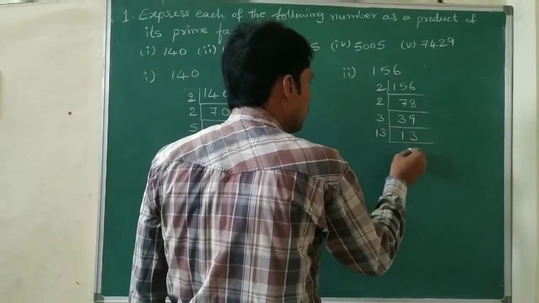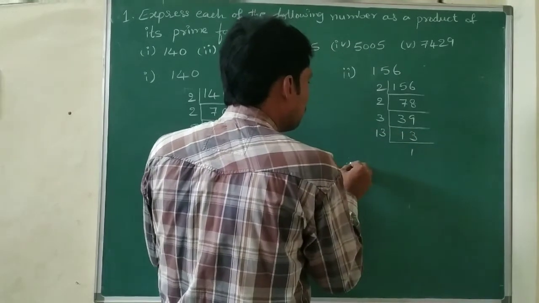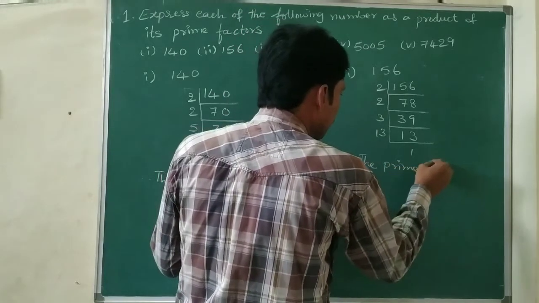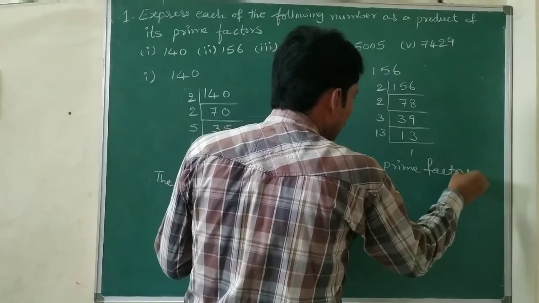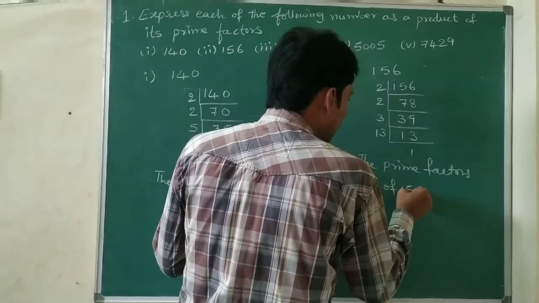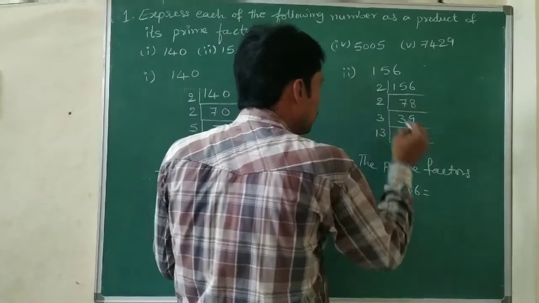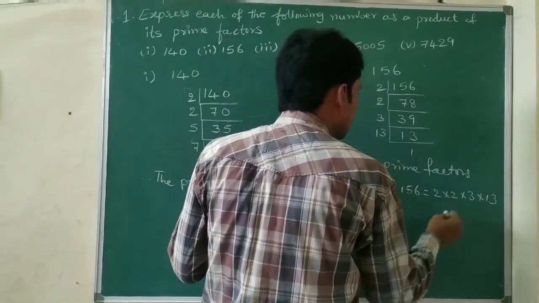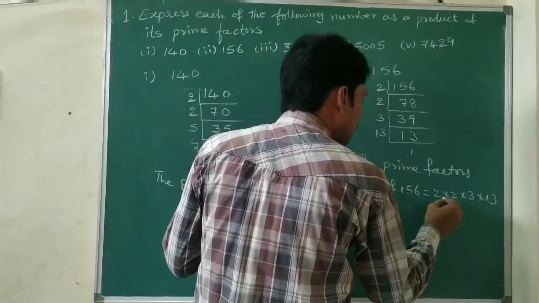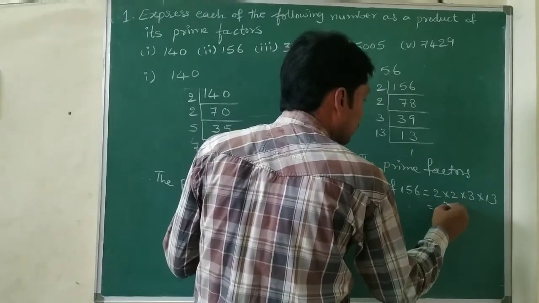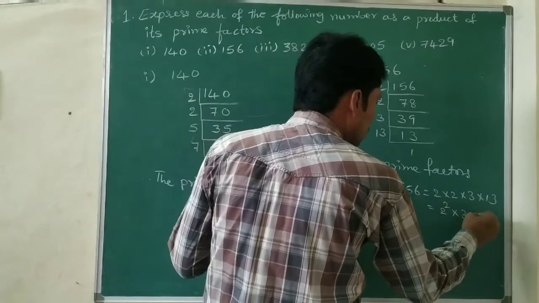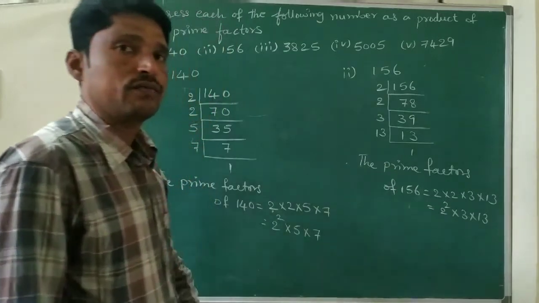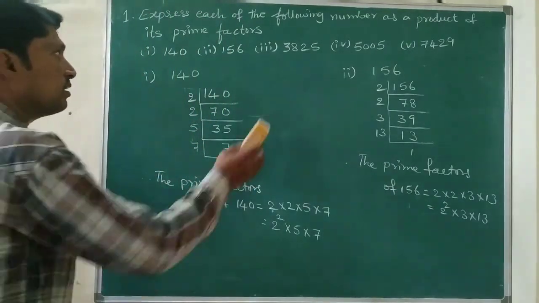Now the 13 table only you have to take. 13 1s are 13. Therefore the prime factors of 156 equal 2 into 2 into 3 into 13. So 2 2s are 4. 2 into 2, that is, we can write 2 square into 3 into 13. So this is the prime factors of 156.